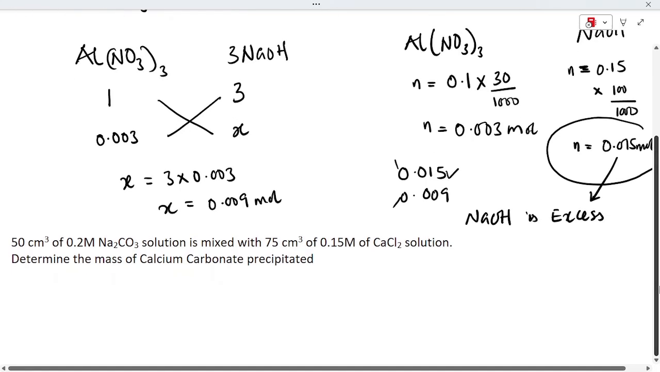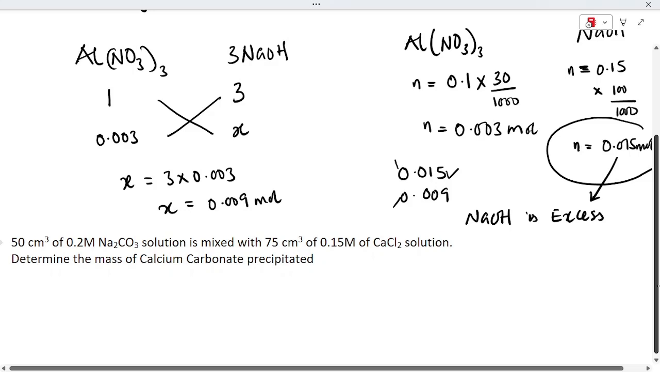So now, that leads us to the next question. In this case, we want to determine the mass of calcium carbonate that will be precipitated. Again, observe, we are given information about both reactants. That means, what do we do first? We determine the limiting reagent. And you remember, it is the limiting reagent that determines the amount of product.